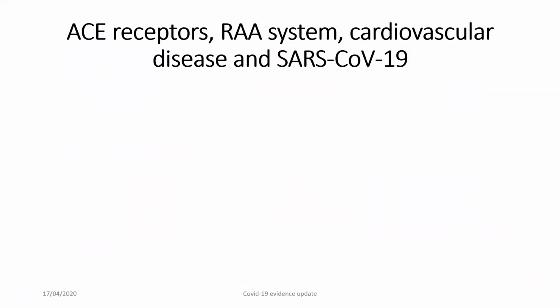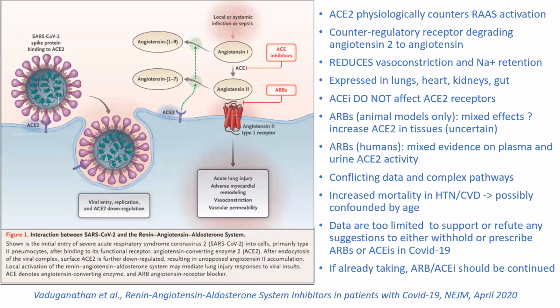I'm going to touch very briefly on ACE inhibitors, ARBs, and COVID-19 because it's been such a big topic of discussion. If you're interested, I'd highly recommend looking at this paper here, which was published in the New England Journal recently. The diagram on the left shows how the coronavirus uses the ACE2 receptor to enter into a cell. And the right part of the diagram shows the relationship between the ACE2 receptor and other aspects of the angiotensin system.